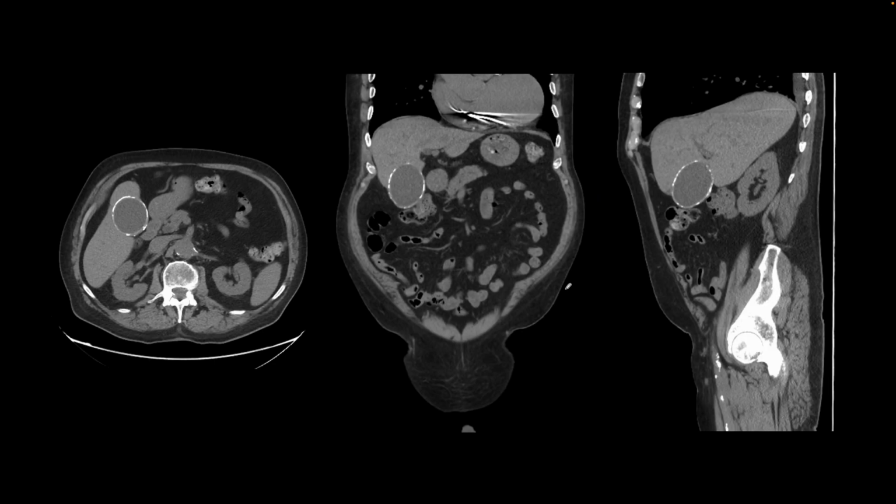This is our next patient. They underwent a CT of the abdomen and pelvis where we see an incidental finding of distended gallbladder on the axial, coronal, and sagittal images with calcified walls. And so this is a porcelain gallbladder, and this patient should undergo a cholecystectomy.